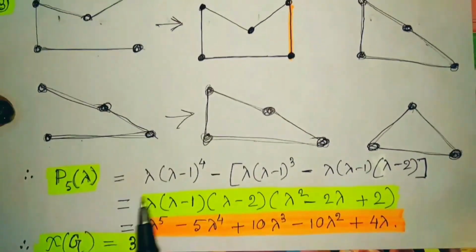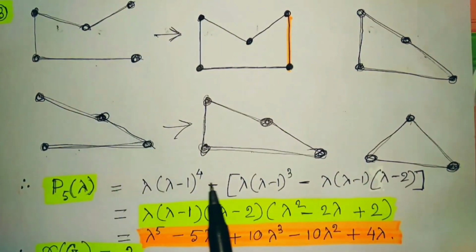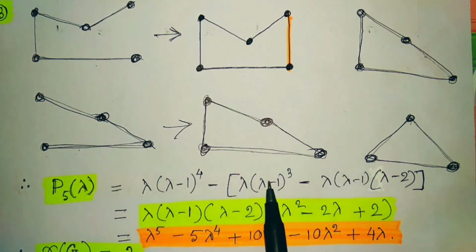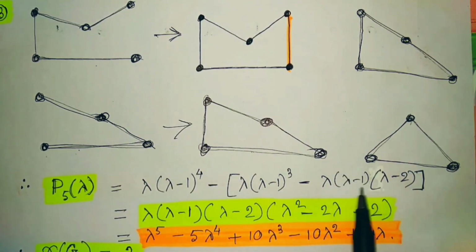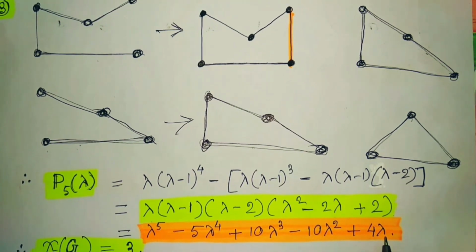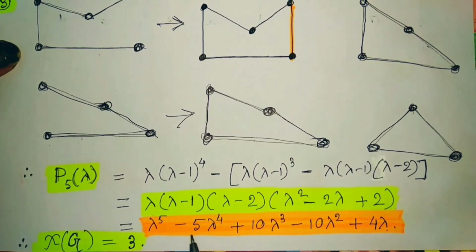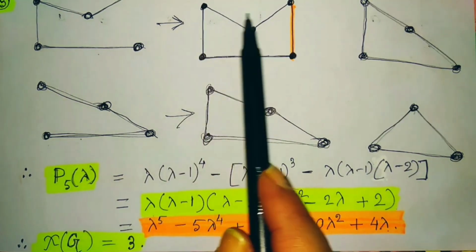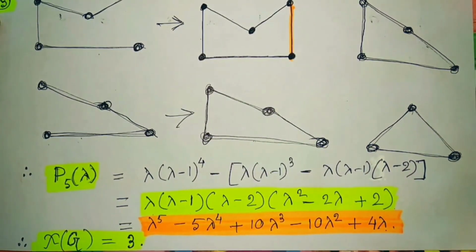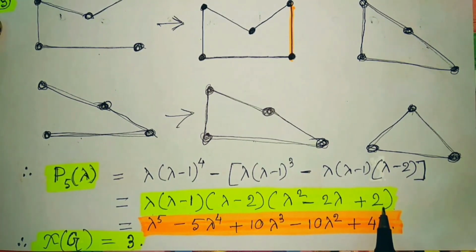So when we do the same thing, the chromatic polynomial for this one is this one, for this one is this one, and for this one is this one. While we solve, we will find out it is lambda into lambda minus 1 into lambda minus 2 into lambda square minus 2 lambda plus 2. And its expanded form is this one. So its second coefficient is 5. We can say in the given graph, a total of 5 edges are there. Just have a look. 1, 2, 3, 4 and 5. And its chromatic number is, yes, it is 3, because if we substitute lambda equals 3, then it provides a non-zero value.